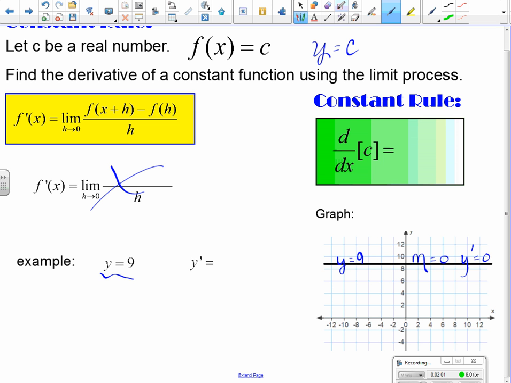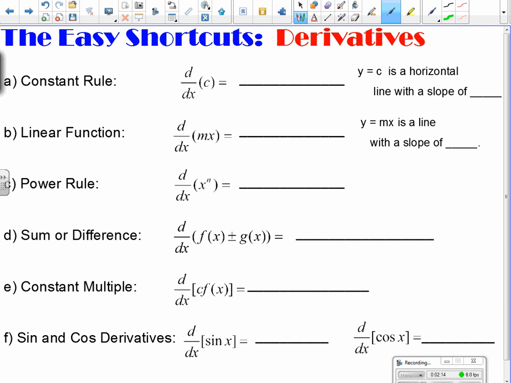So any constant is going to graph out as a horizontal line, and we get the derivative to be 0, meaning that the slope is 0. So y prime is 0. The shortcut rule then, we just talked about it. This would be 0 because y is a horizontal line with a slope of 0.